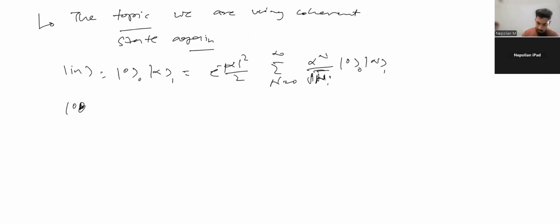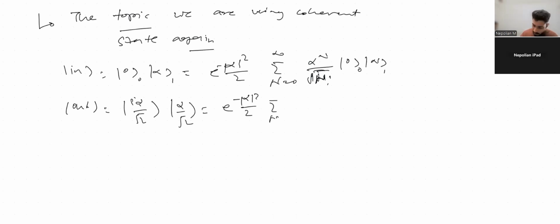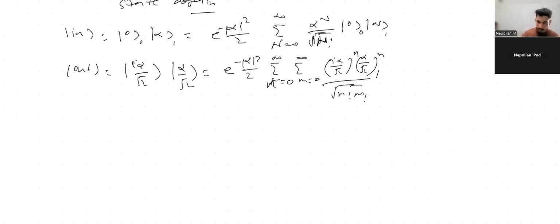our output was alpha by root 2, alpha by root 2. So we will write this as e to the power minus mod alpha square by 2, that is alpha square by 2, summation over small n equals 0 to infinity and small m equals 0 to infinity, alpha by root 2 to the power n and alpha by root 2 to the power m, divided by root n factorial m factorial. This is n at 2, m at 3.